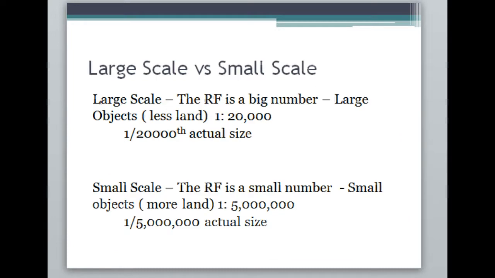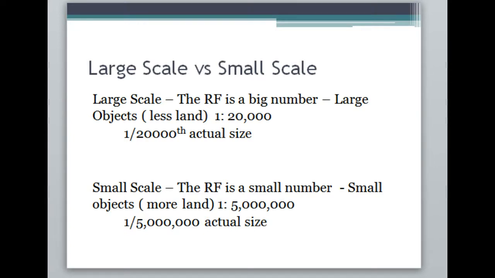And then there is large scale versus small scale. So when we're talking about large scale versus small scale, we're really referring back to the representative fraction. And a large scale map is a map that has not been scaled down very much. There is less land showing, but the objects on the map are big. And so the RF is actually a larger number than the RF on a small scale map.